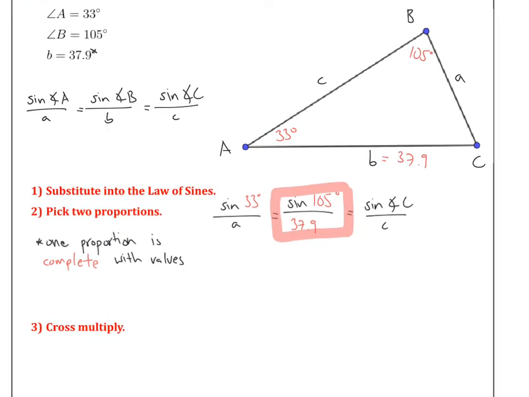The second proportion must contain the variable we're solving for.